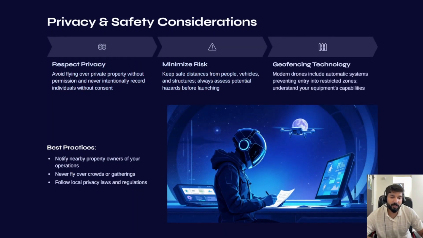Another important aspect of drone regulations involves privacy and safety considerations. Drone operators should avoid flying directly over crowds of people or private property without permission. Responsible drone operation includes respecting privacy and minimizing risk to others.